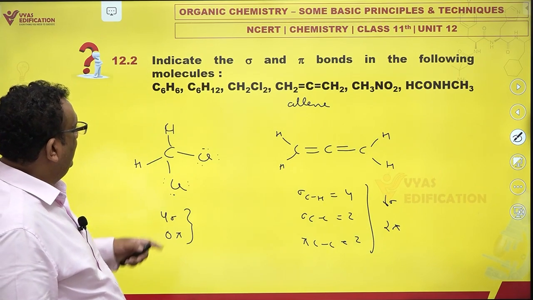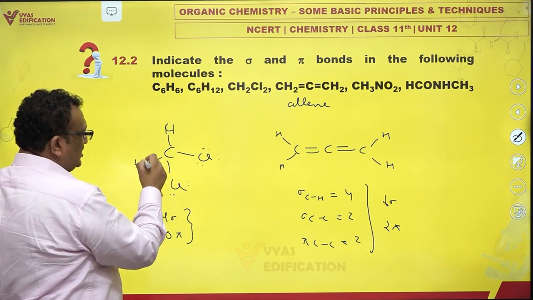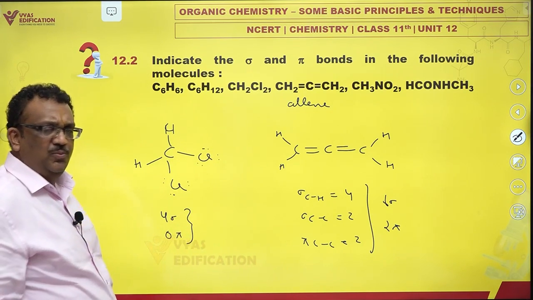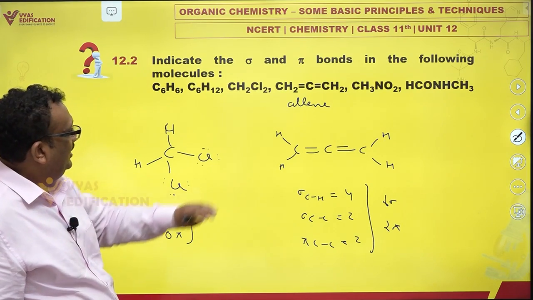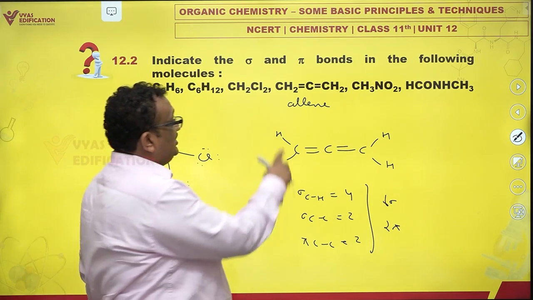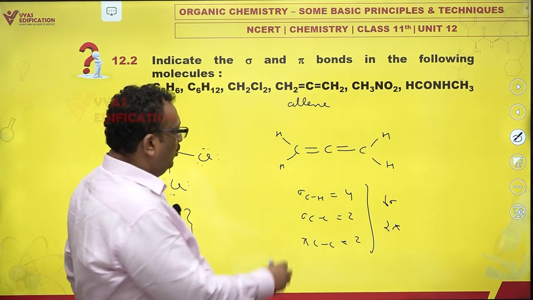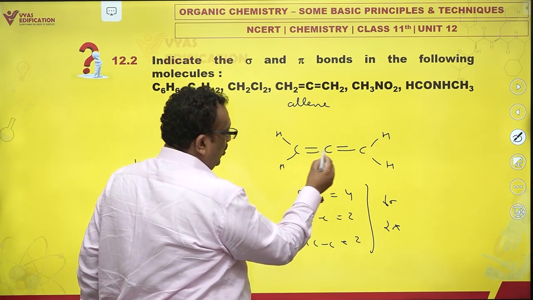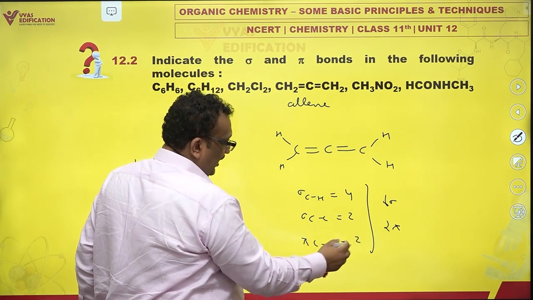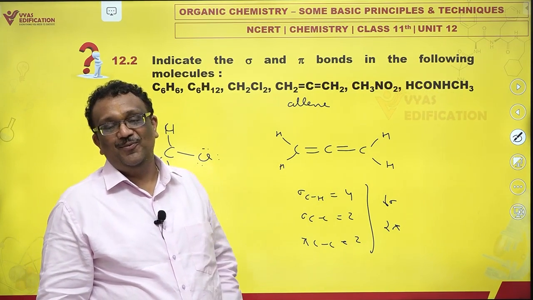What about the third one? Let's take a look at CH2Cl2. This is a very simple molecule, 4 sigma. There is no pi bond and nothing to abuse NCERT about. This is clean. What about allene? CH2 double bond C double bond CH2. This is allene. If you count 1, 2, 3, 4, 4 CH bonds, 1 and 2 CC bonds, and pi bonds 1 and 2 again.